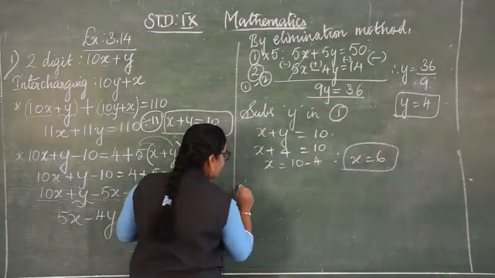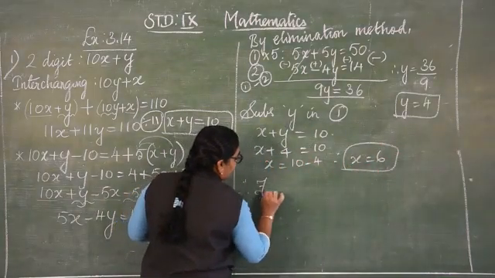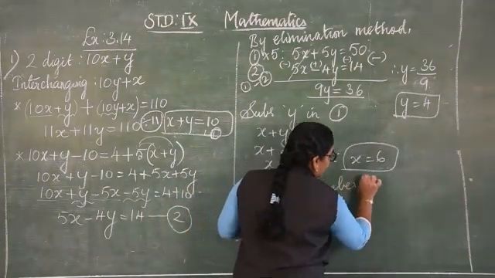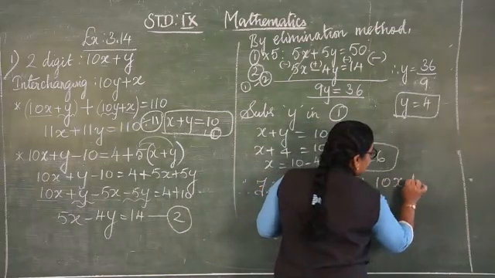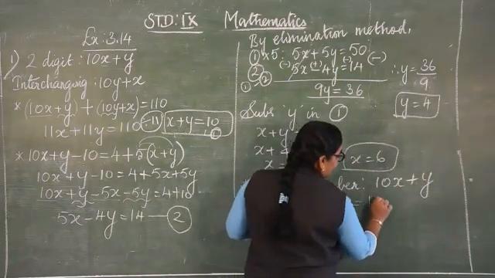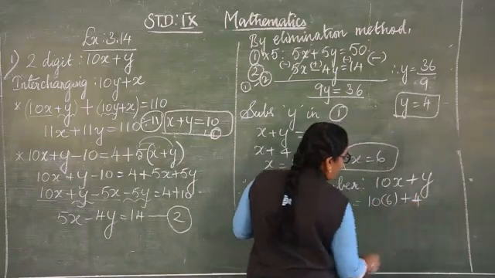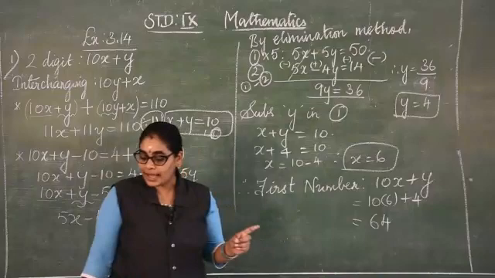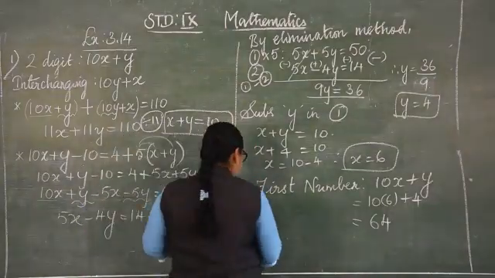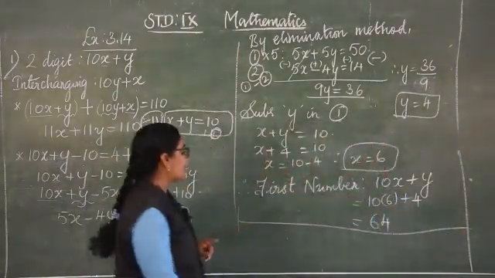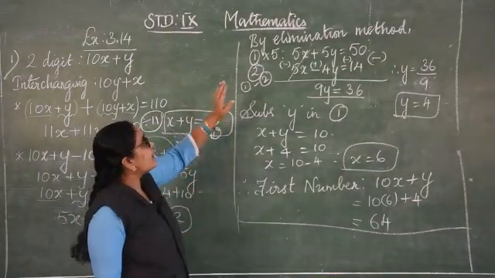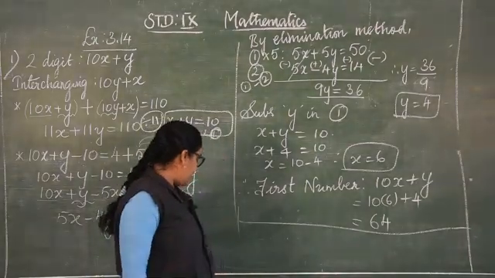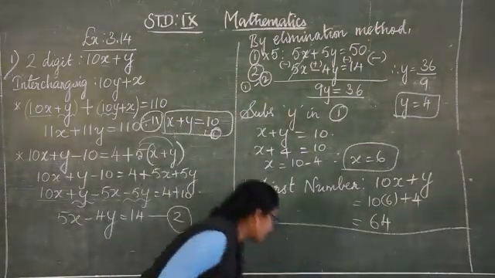So, what is your number? Therefore, the first number condition will be 10x plus y. So, you will be writing 10 into 6 plus 4. The answer is 60 plus 4 is 64, which is your answer for your first question. This is the method you are going to use to find the answer for the remaining sums. So, I won't explain again which method we are doing. Normally, we will be going by the elimination method. Now, the second sum.